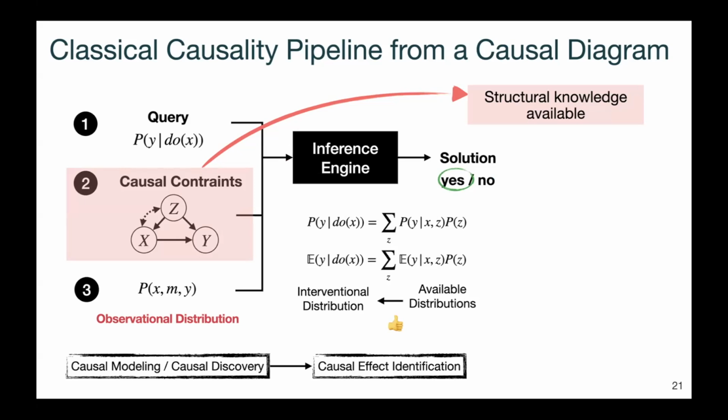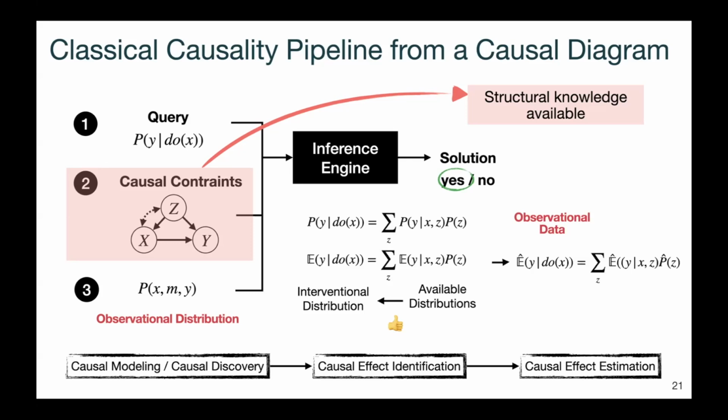Once you have this formula, you see that it depends on the observational distribution. Not always do you have this available, right? So sometimes you have to get data as well to estimate this distribution, and then you just plug in here and get the estimation. So we estimate the effect. Once you know the formula, you just estimate the effect by getting estimates for each of these terms. Okay? Questions related to the pipeline?